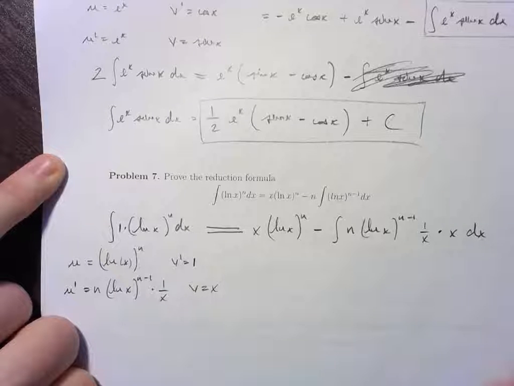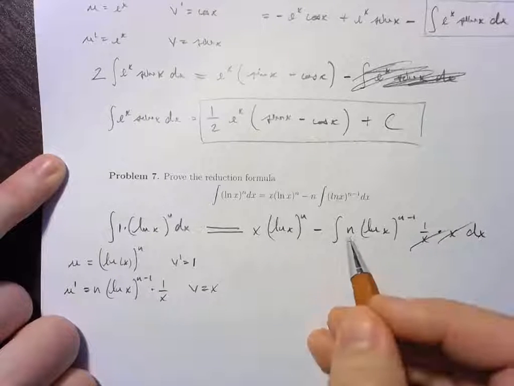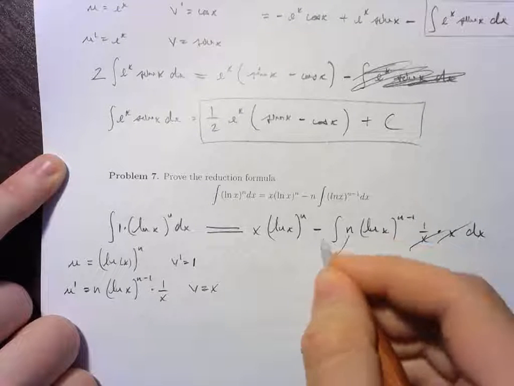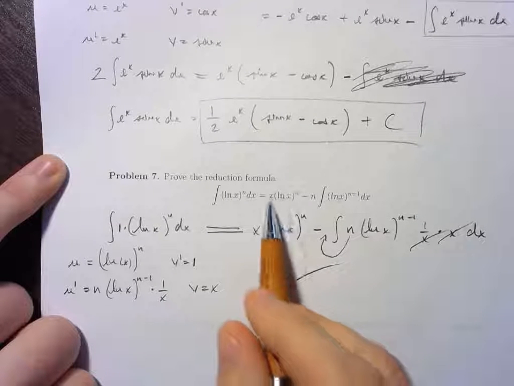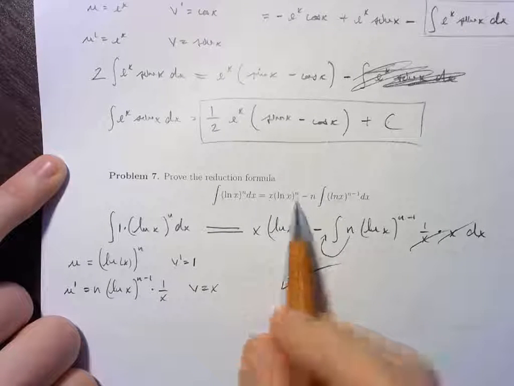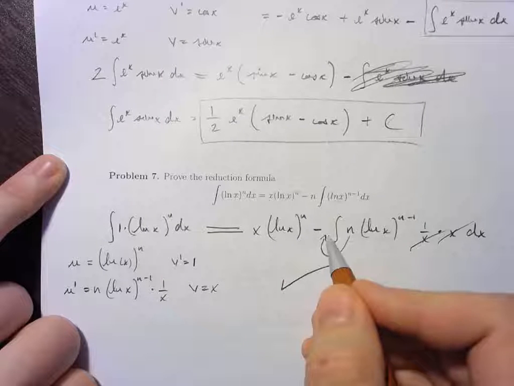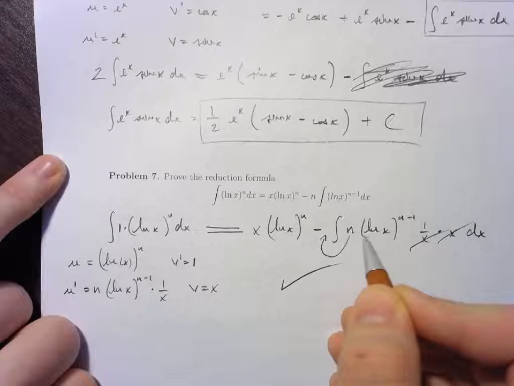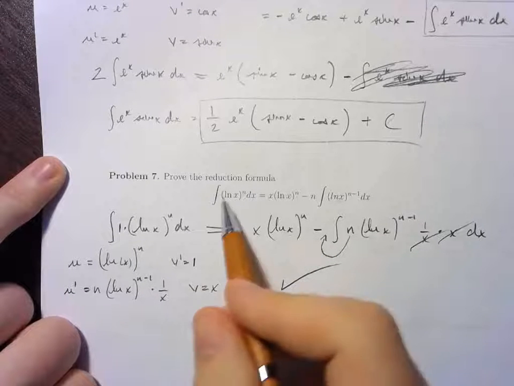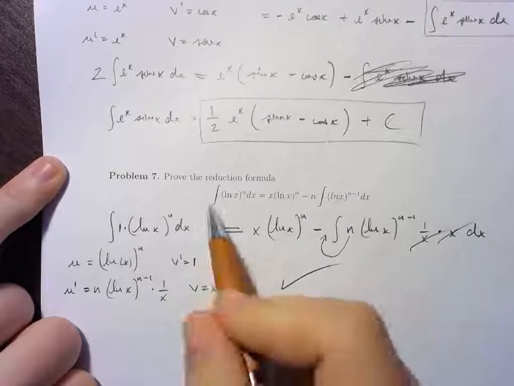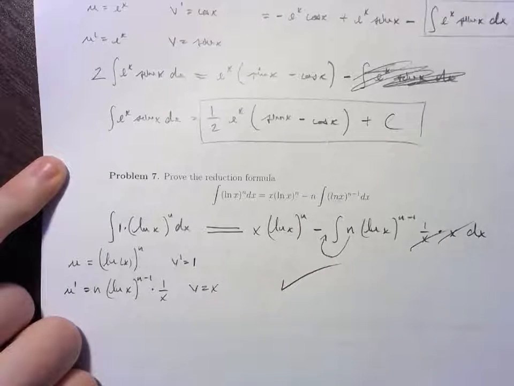And so now notice what happens. The x's cancel, n is just a constant, so I might as well bring it in front of the integral, and this is exactly the result that we were trying to prove, right? I have x times ln x to the n here, and then I have n times the integral of ln x to the n minus 1. So it does indeed show that this formula is correct.